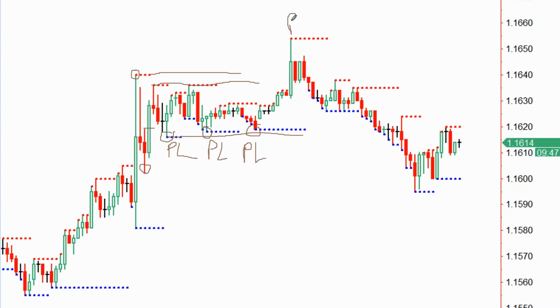Then you have your pivot high here. But what's special about this pivot high? It is still a ghost pivot, okay? Then they come down and they make a new low here.